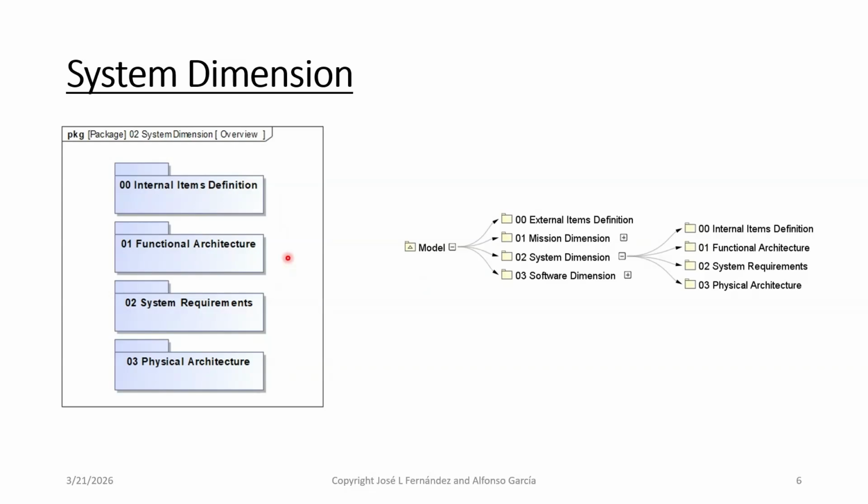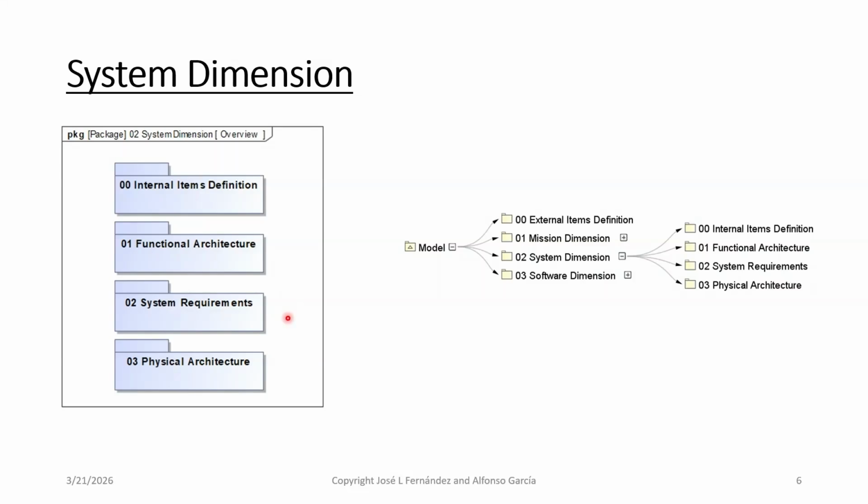During the development of the functional architecture, where we are defining these functions and their flow, we will discover the internal items that must be exchanged between them. Since these items will also be used in the physical architecture, we will collect them in the internal items definition package.